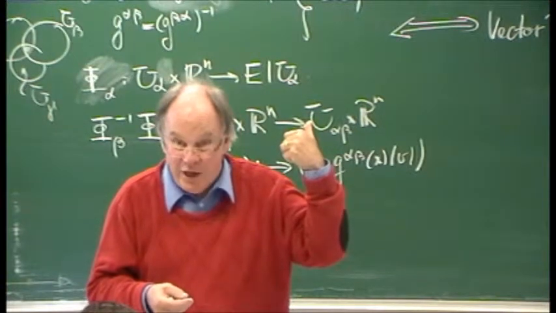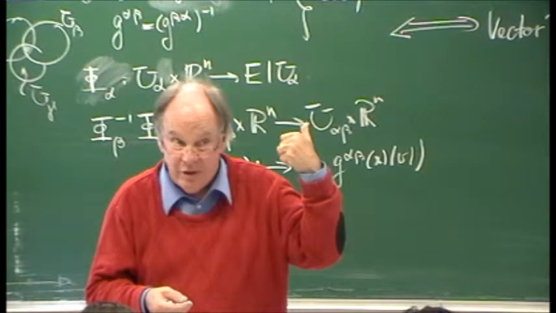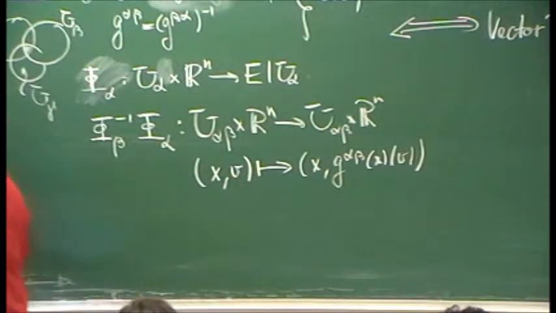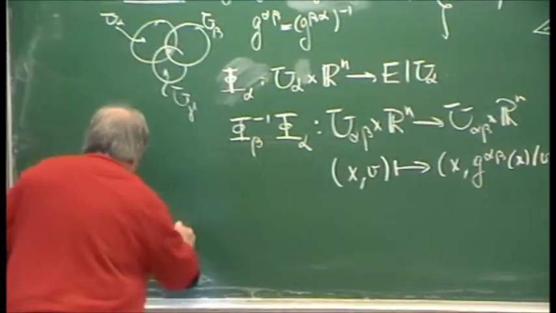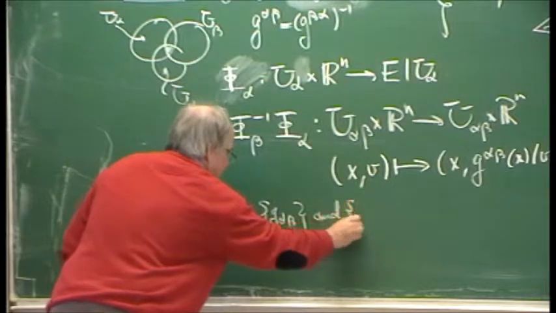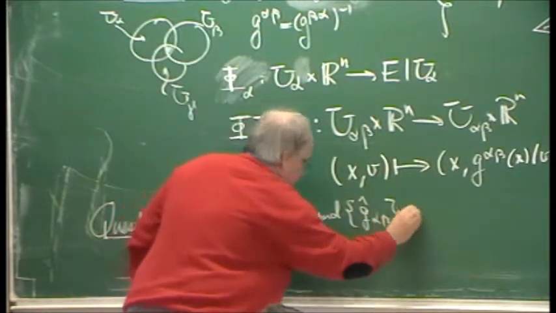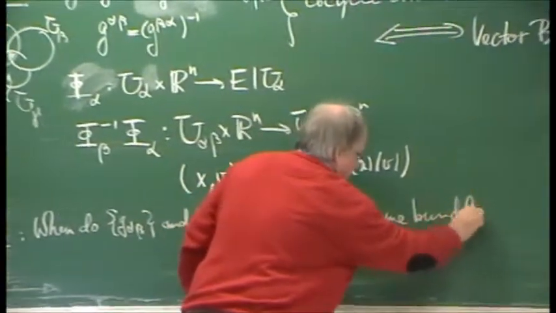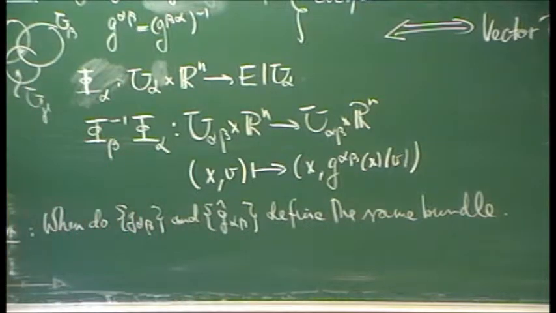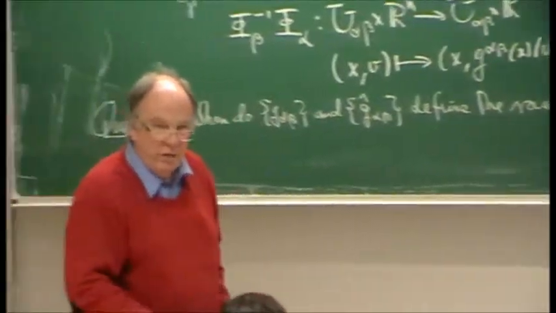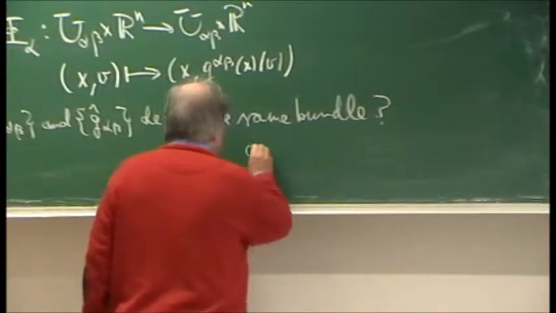So the question is, when are two cocycles equivalent? I have a cocycle through one trivialization and through another, so the question you should ask is: when do G alpha beta and G alpha beta hat define the same bundle? I think I'm going to formulate that as a homework exercise. Let me just tell you right now formally what the answer is.